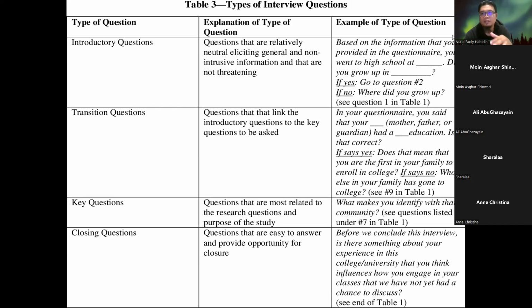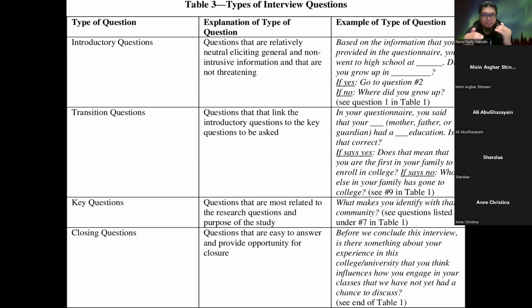This is an example. Okay, based on the information that you provided in the questionnaire, you went to high school at, did you grow up in? If yes, go to question number 2. If no, where did you grow up? Okay, this example is what we call a neutral question. This is what we call the introduction section.